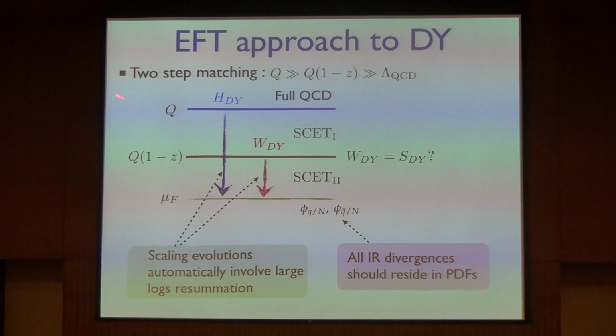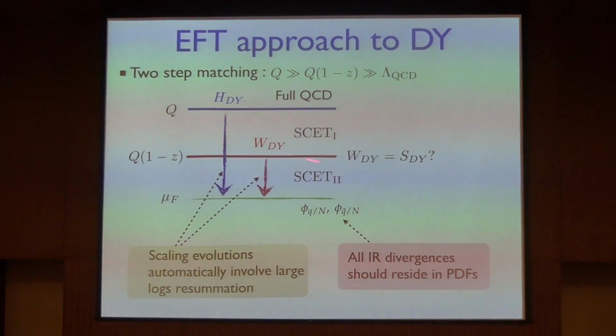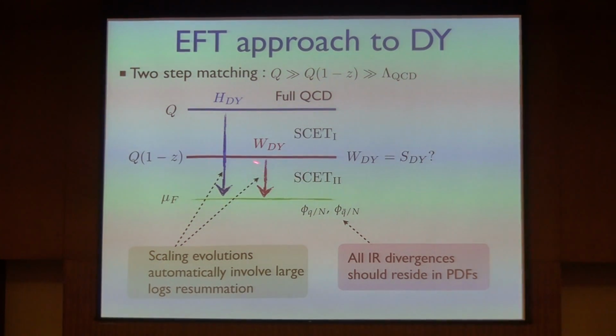To begin with, around the scale Q, we integrate out the hard degrees of freedom and obtain the perturbative hard functions. Simultaneously, we can match full QCD onto the effective field theory. Here I choose the typical example of the effective theory, the soft collinear effective theory. Then we can scale down to Q times 1 minus z. Around that scale, we can also integrate out the fluctuations of Q times 1 minus z, and then we obtain the second-step matching coefficient. So these two Wilson coefficients or matching coefficients should be infrared finite.